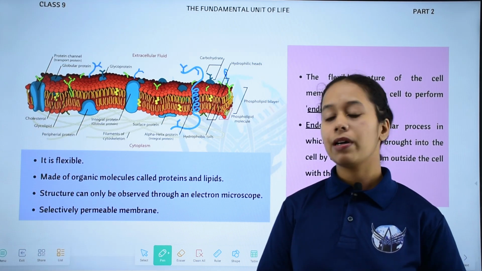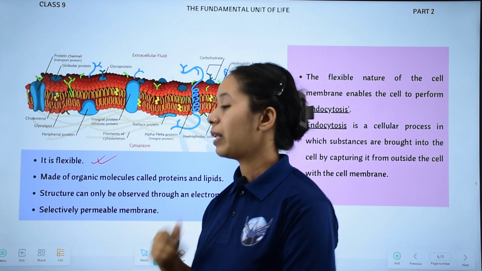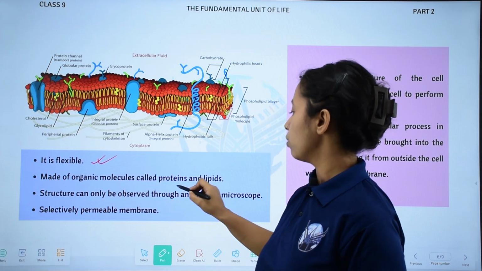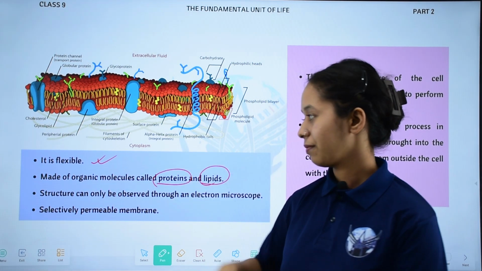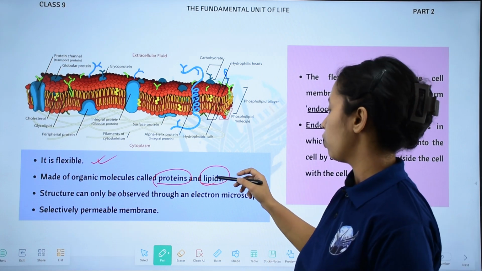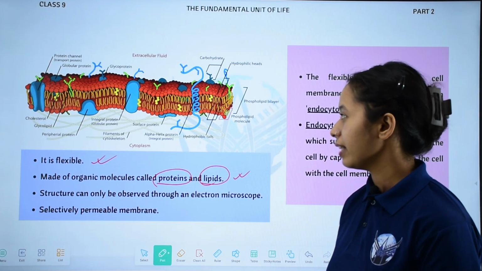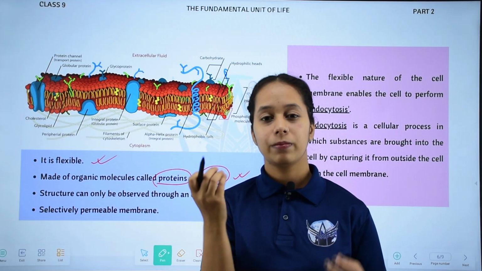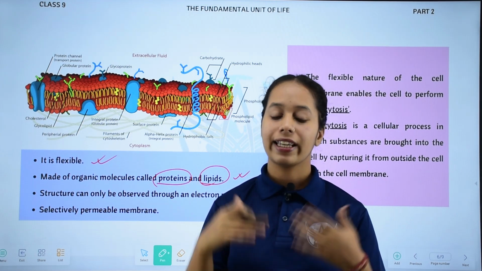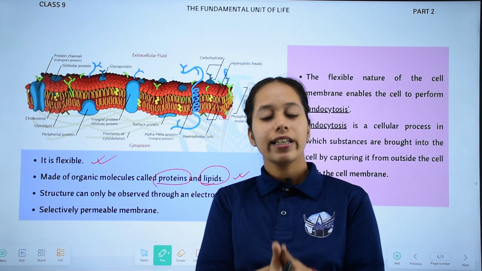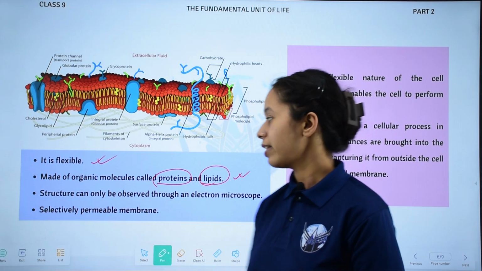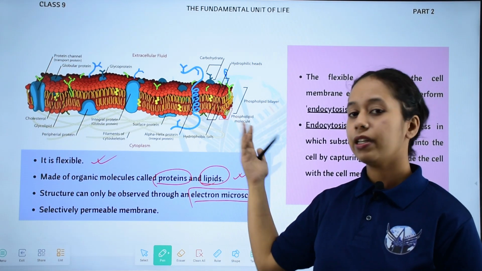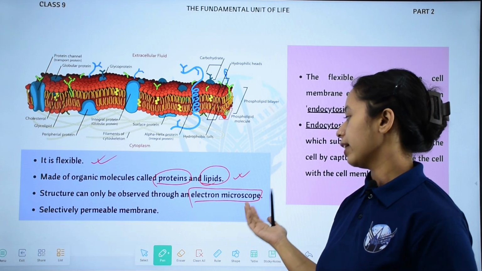Okay. Now this plasma membrane is flexible. The plasma membrane or cell membrane is flexible, and it is made of organic molecules called proteins and lipids. This cell membrane is very, very small, so we cannot see it with our naked eyes. We can only observe it under a very strong microscope, such as an electron microscope. So the structure of the plasma membrane can only be observed through an electron microscope.